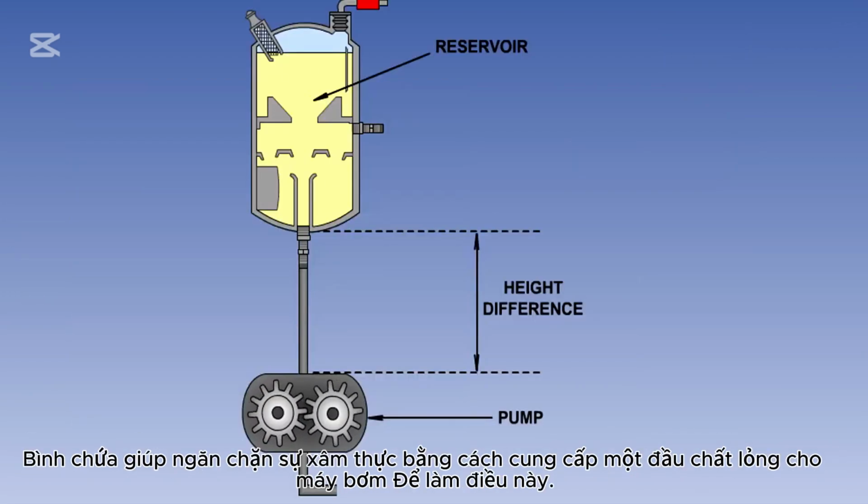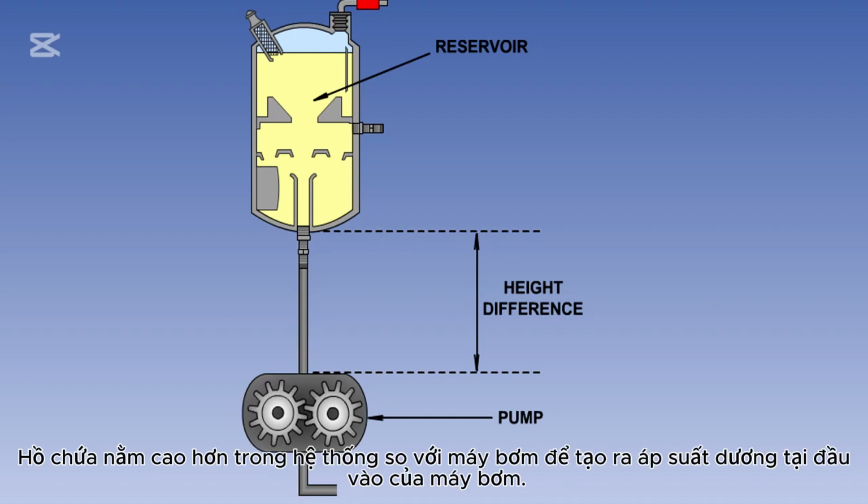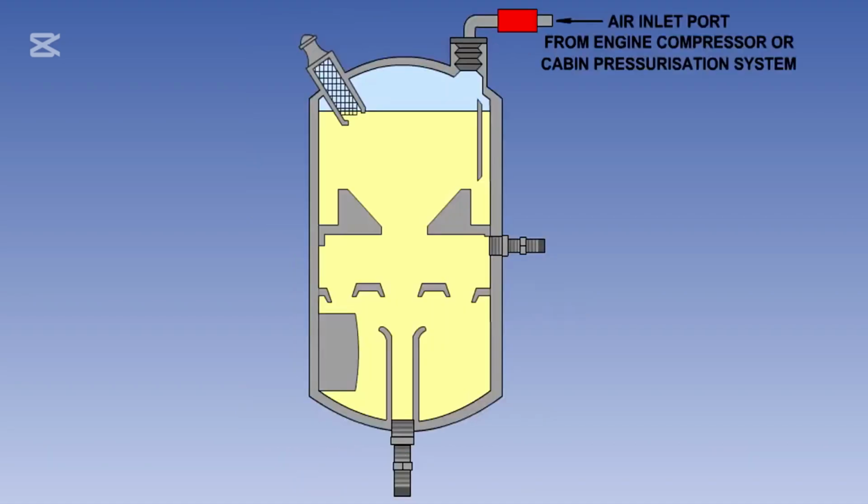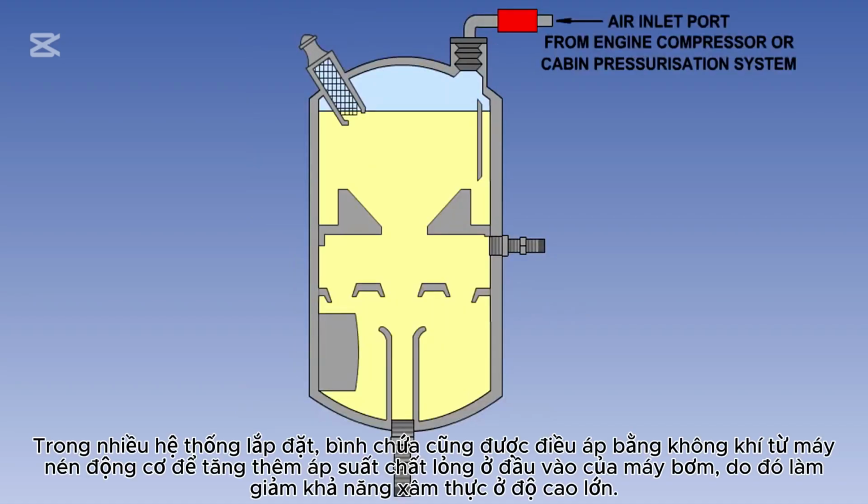The reservoir helps to prevent cavitation by providing a head of fluid for the pump. To do this, the reservoir is located higher in the system than the pump to produce a positive pressure at the pump inlet. In many installations, the reservoir is also pressurized with air from the engine compressor to further increase the fluid pressure at the pump inlet, thus reducing the possibility of cavitation at high altitude.